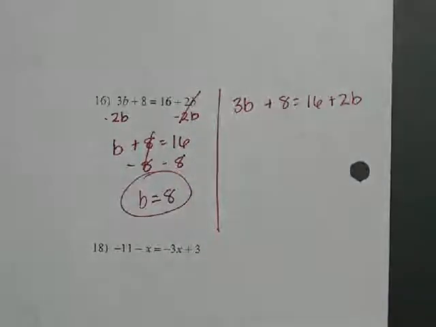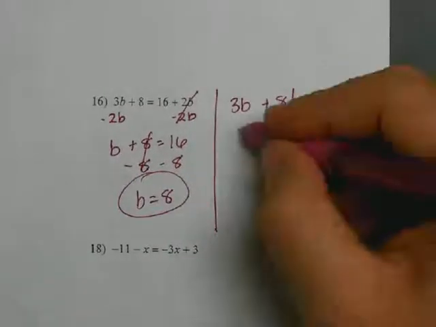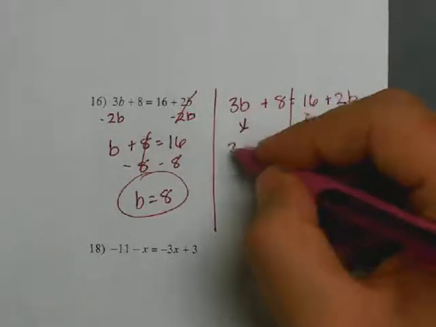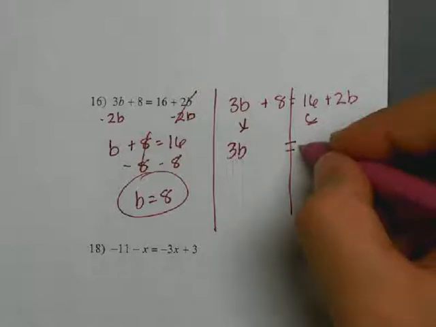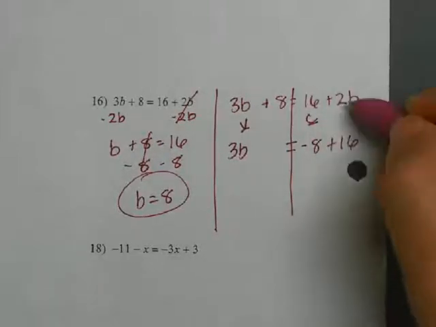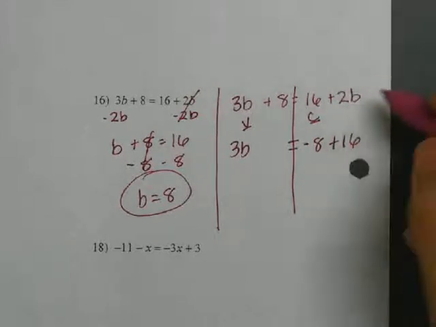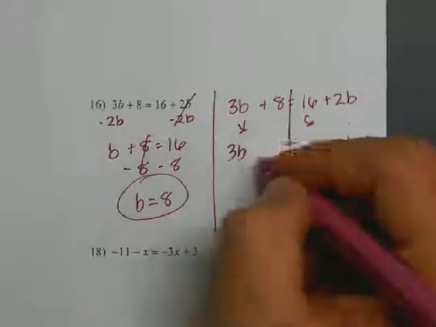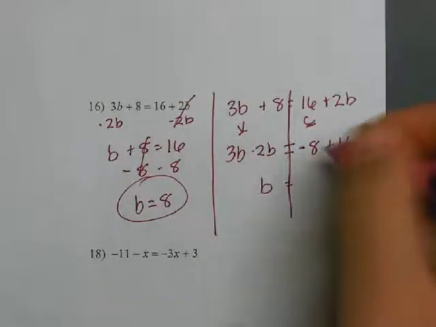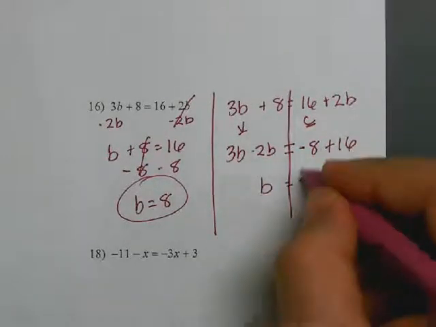Now I do it the new way, draw a line down the middle, you got variables, you got constants, equal sign. 3b is a variable, drop it. 8 is a constant, move it over, but change the sign. 16 is a constant, so drop it. 2b is a variable, so move it over, but change it from positive to negative. 3b minus 2b is just b. Negative 8 plus 16 is 8, so b equals 8.